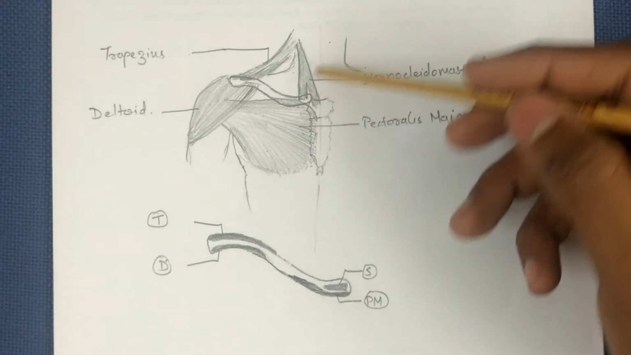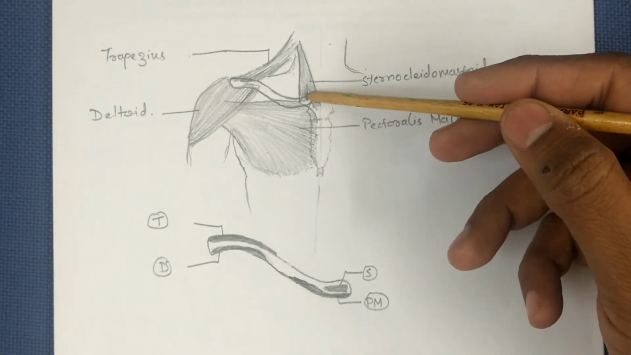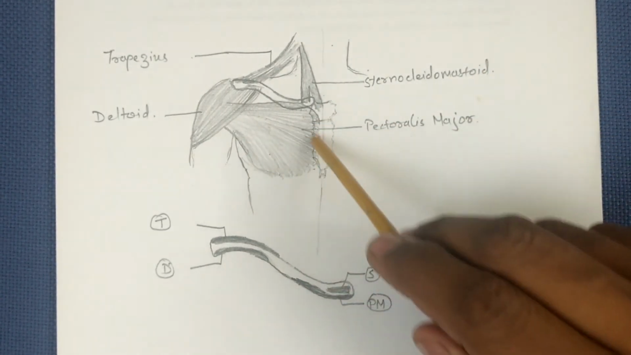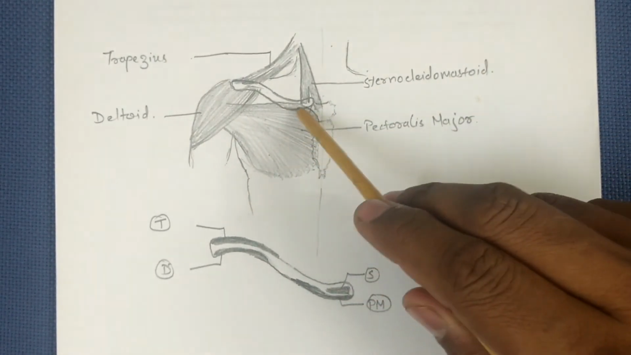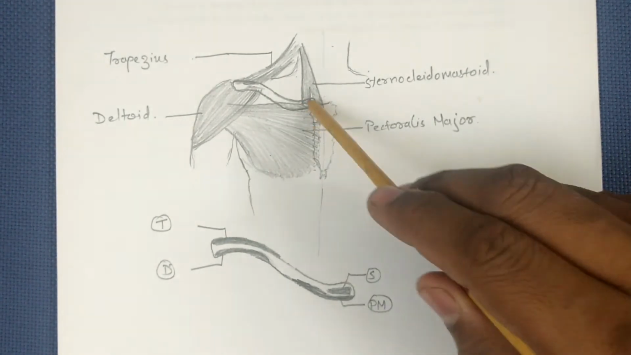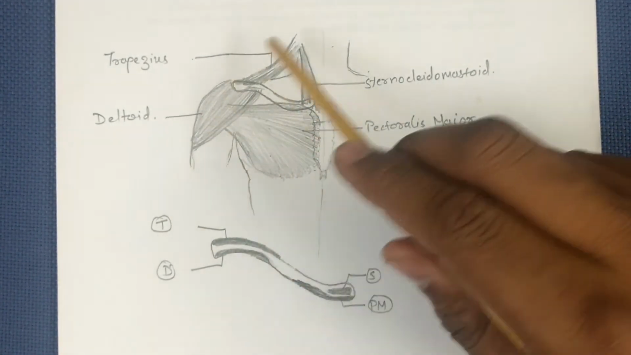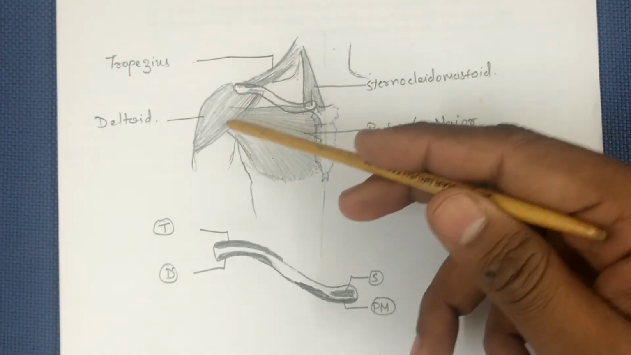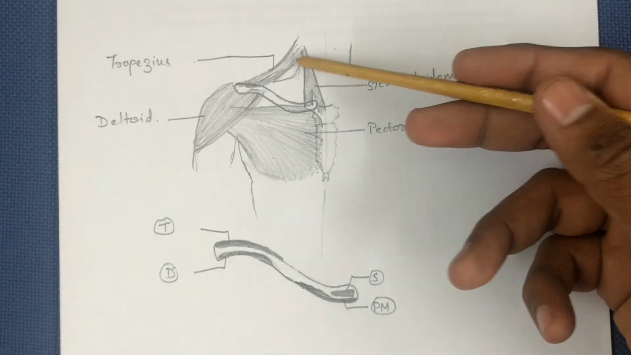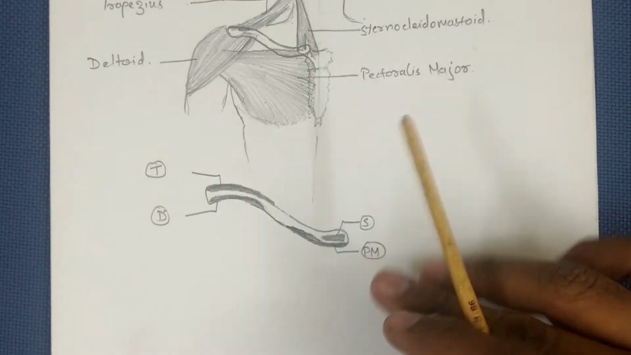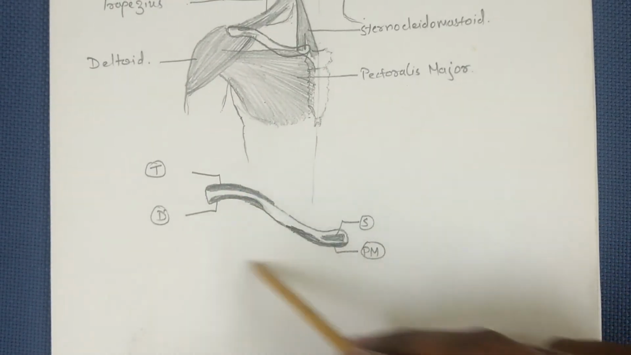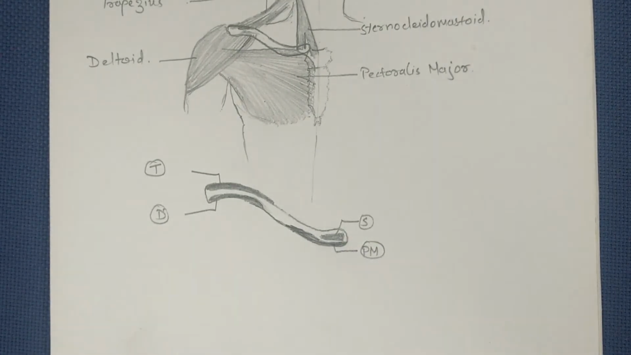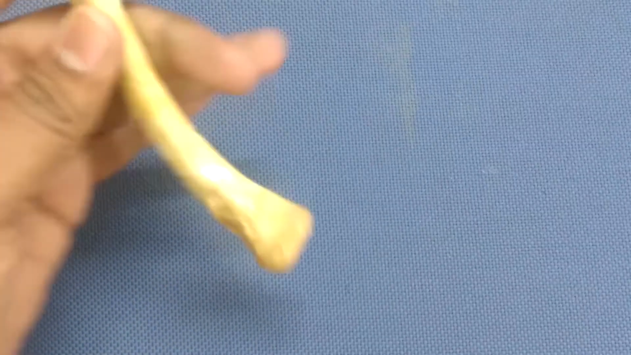So we can see that sternocleidomastoid is in relation with the superior aspect of the medial end of clavicle, whereas pectoralis major muscle is in relation with the anterior portion of the medial half of the clavicle, whereas deltoid and trapezius are in relation with the lateral half of the clavicle anteriorly and posteriorly respectively. So from this diagram we can see these are the relations of the aforementioned muscles. Now we'll get back to the clavicle.